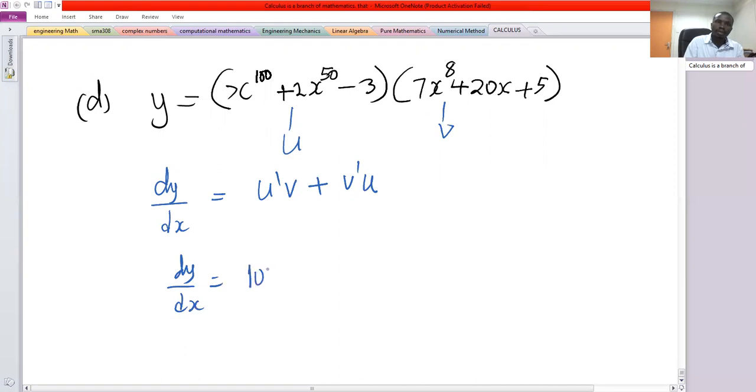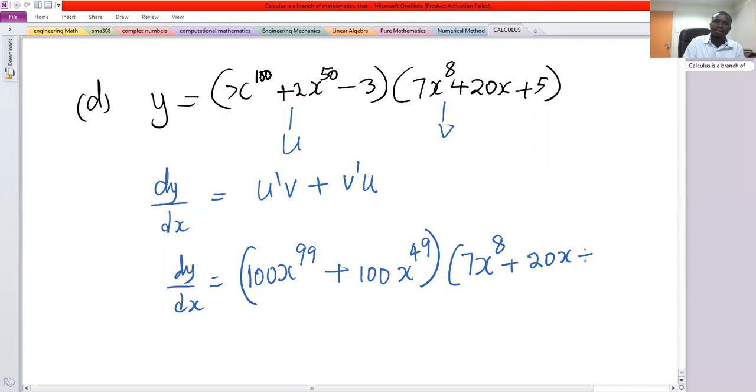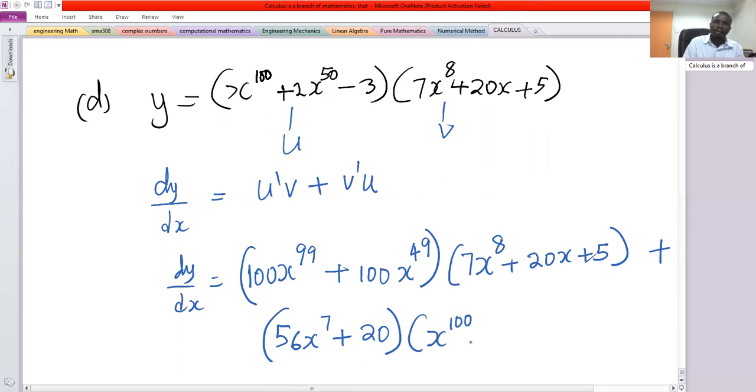Now dy dx: derivative of this one using power rule is 100x power 99 plus 100x power 49. Derivative of minus 3 is 0, times v, 7x power 8 plus 20x plus 5, and then plus derivative of this one, 7 times 8 is 56, x power 7 plus 20, derivative of 5 is 0, and then multiplied by u, which is x power 100 plus 2x power 50 minus 3. So that will be the answer to the problem.